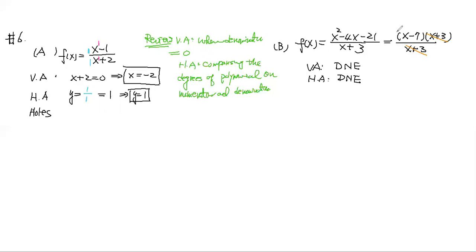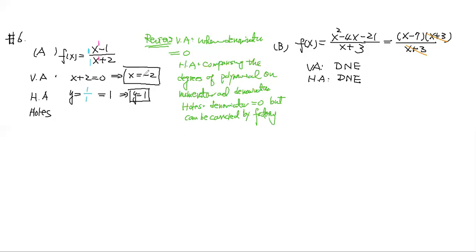The holes here, right? If you remember, the holes are the numbers that make the denominator equal to 0 but can be canceled out by factoring.